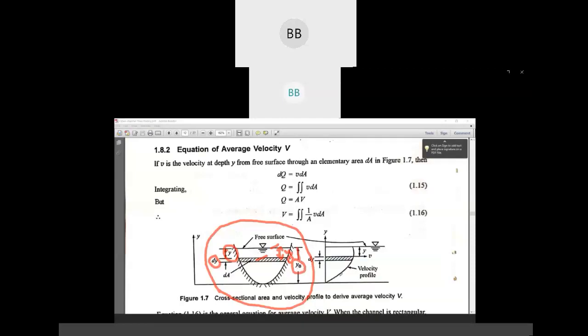We all know when we travel from bottom to the surface, our velocity changes. Here it is increasing, and because of the interaction between the flow of air and the surface of water, the velocity at the surface is reduced.